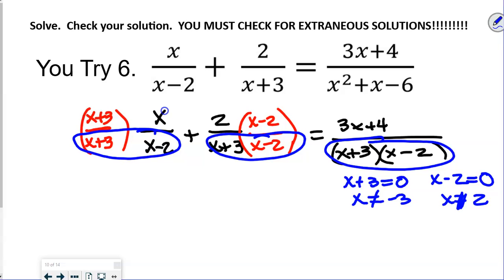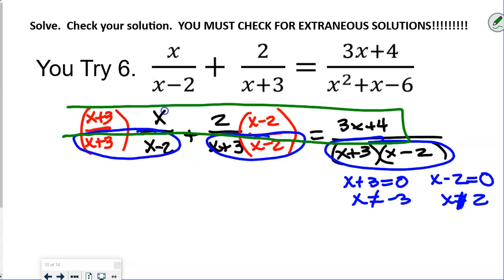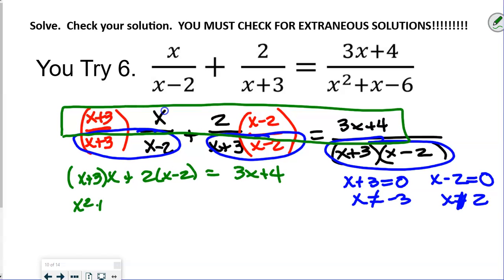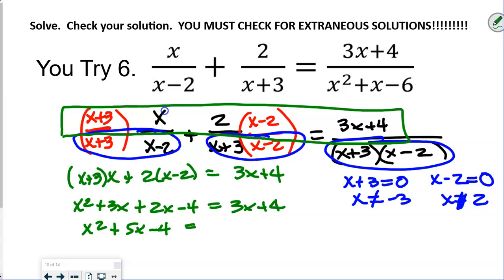So now what we're going to do is we're going to do what's on the top. So we're going to solve using our numerator, right? So we're going to do this stuff right here. So that's going to be x plus 3 times x plus 2 times x minus 2. And that's going to be 3x plus 4. So all we have to do now is simplify, right? This is going to be x squared plus 3x plus 2x minus 4 equals 3x plus 4. Combining like terms, x squared plus 5x minus 4 equals 3x plus 4.